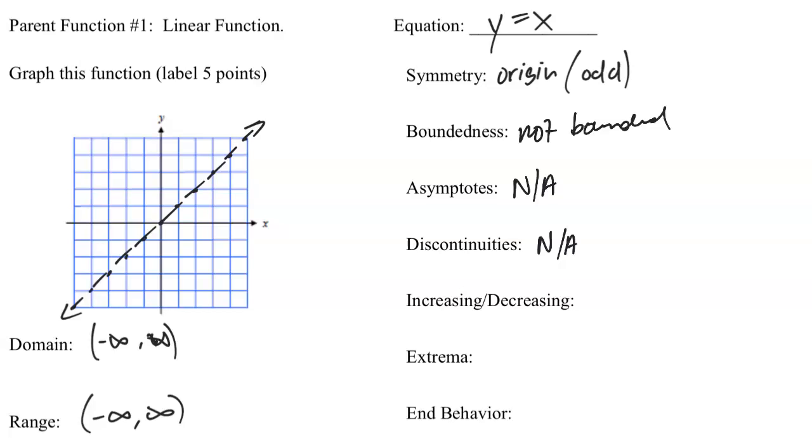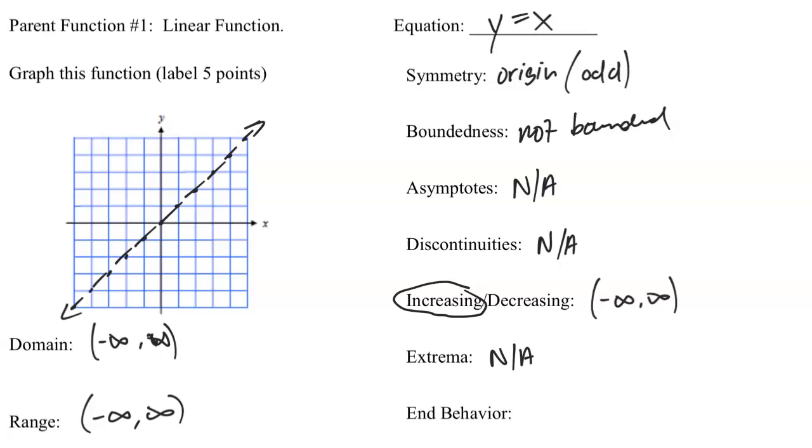Well, reading from left to right, the graph is always going up, and so this graph will always be increasing on the entire domain, negative infinity to infinity. Extrema, remember, means maxes or mins. So are there any turns in this graph? Does it have any maximum or minimum points? The answer to that would be no, it doesn't.